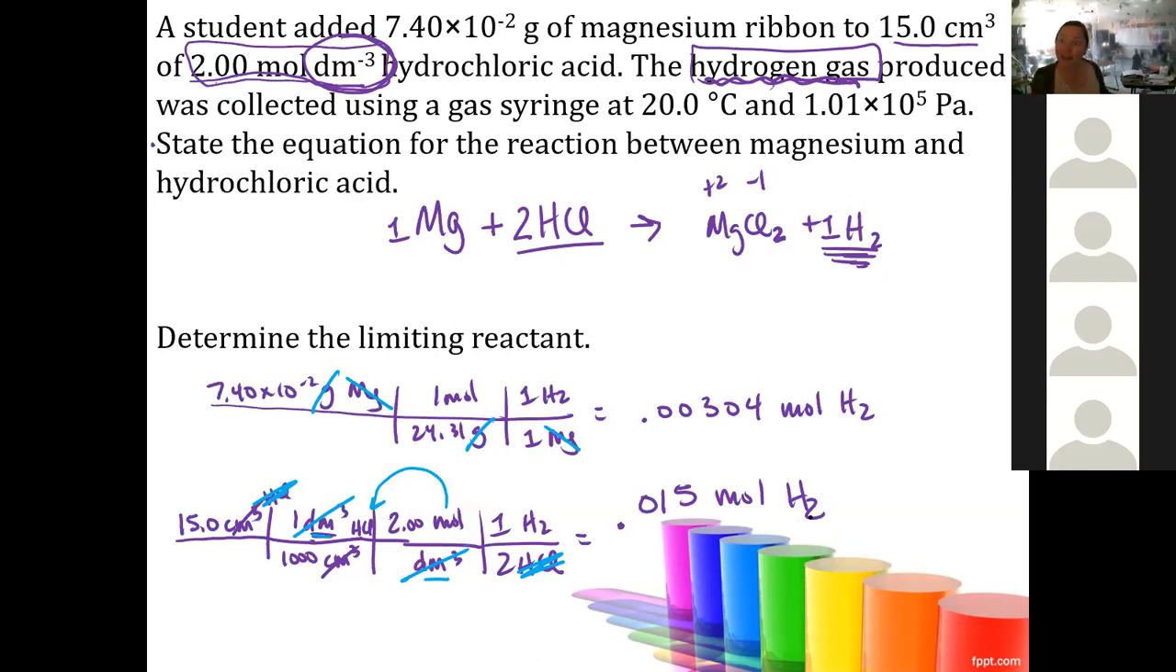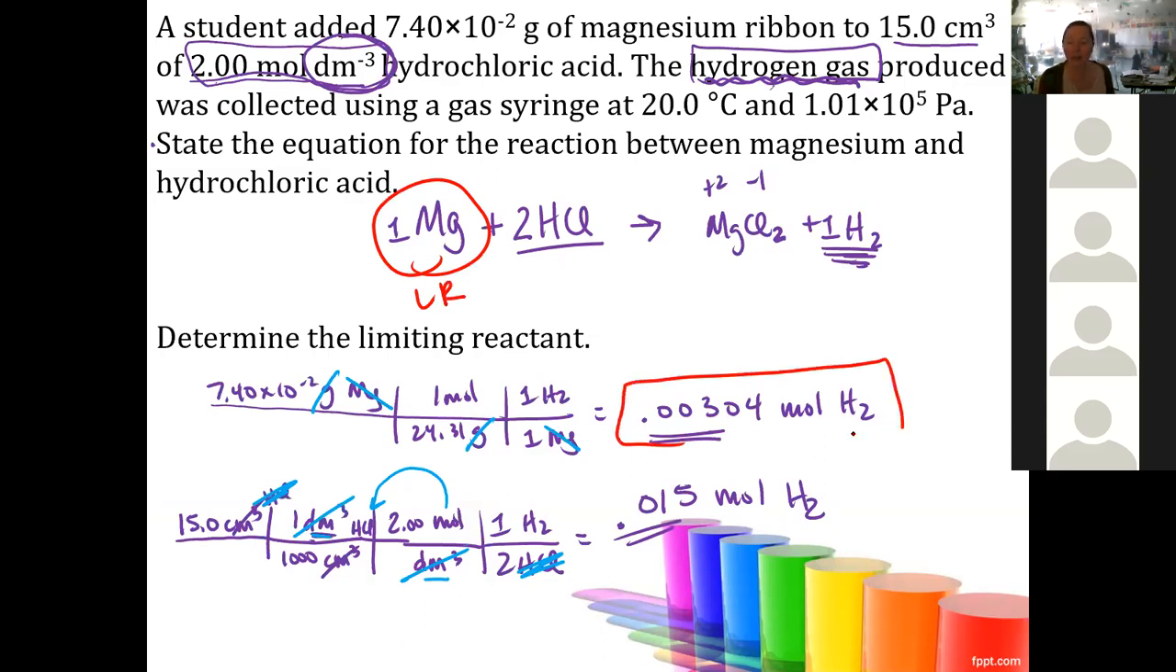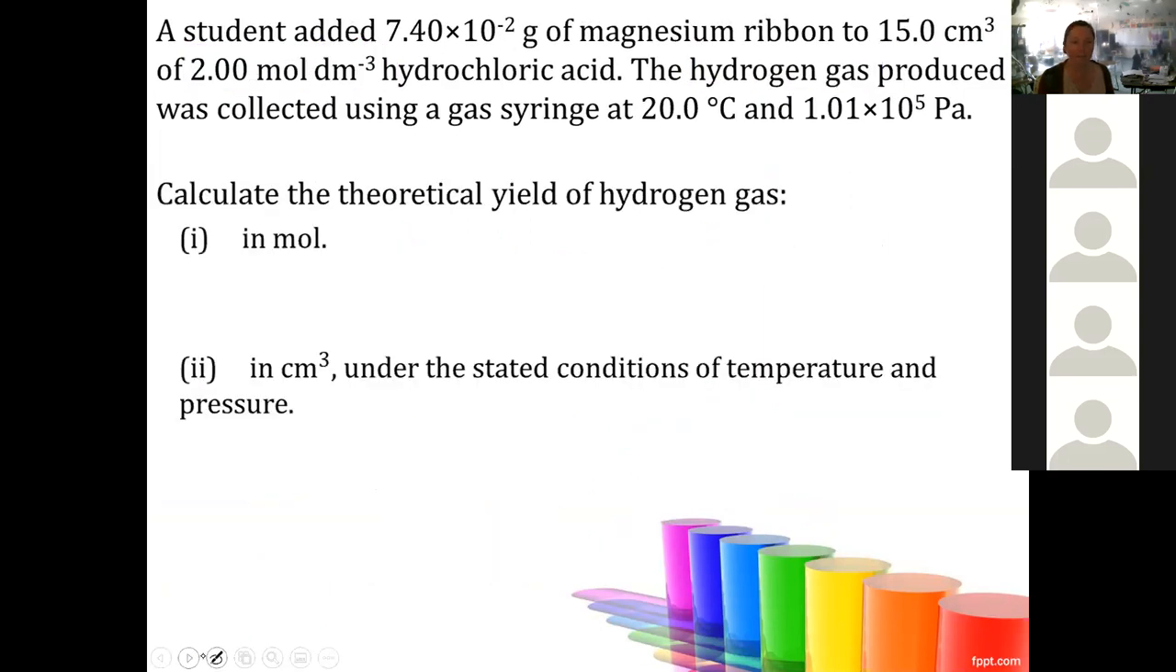So what's our limiting reagent? Magnesium. Yeah, because this is quite a bit smaller than this. Magnesium is going to be our limiting reagent. So hold on to this number, 0.00304. Here's my next question.